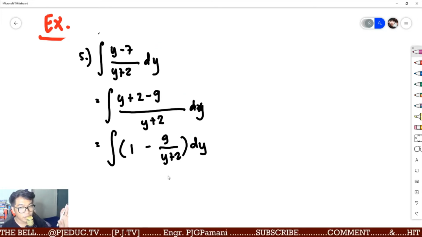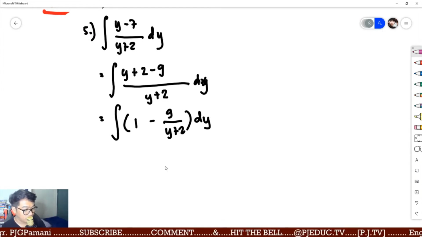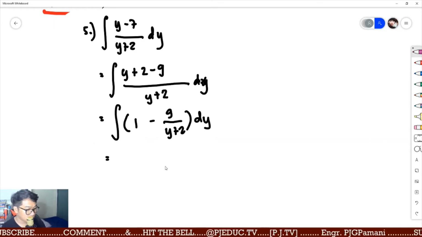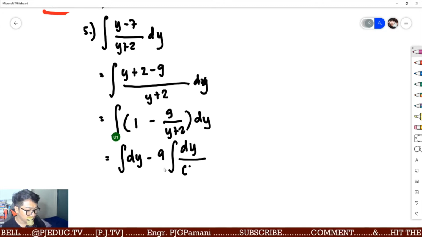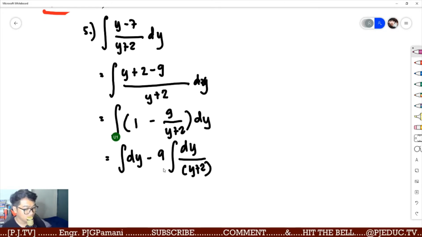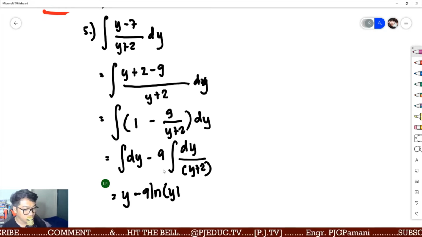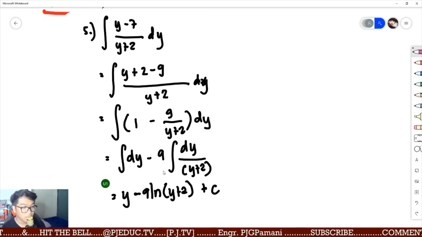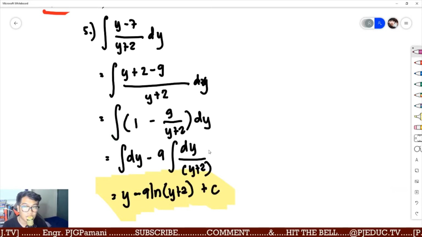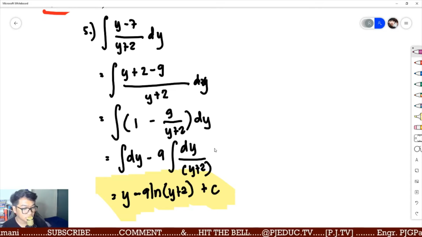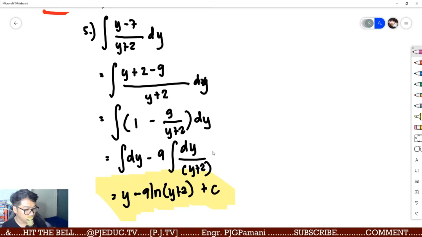So, we have here both the application of power formula and logarithm formula. Distribute your integral sign: dy minus 9 dy over y plus 2. So, that is now y minus 9 ln y plus 2 plus c, which is now our final answer. Nakuha po yan? Nakuha yan? Okay.